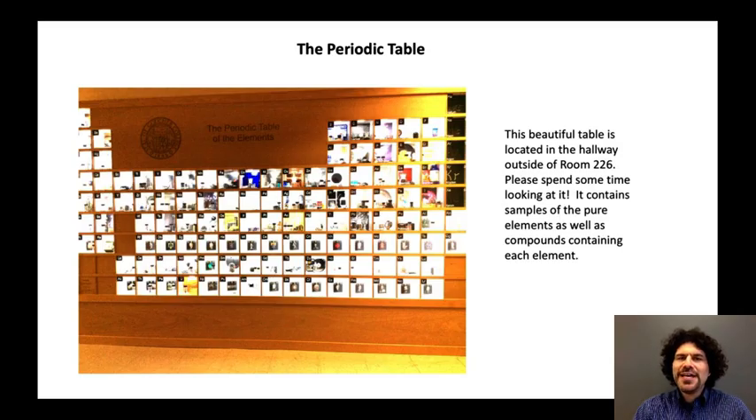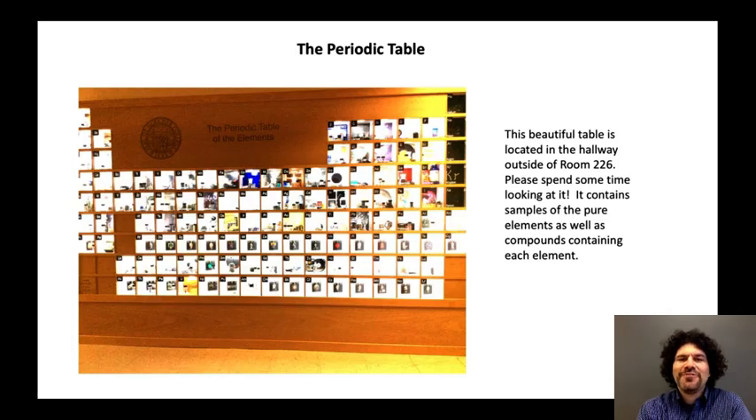So if you're on campus here at Goucher, we have a wonderful periodic table in the chemistry hallway. It's actually located outside of room 226, and I would encourage all of you to go up there and spend some time looking at it. We got it in January of 2017, and it contains samples for many of the elements, of the pure elements, but also of compounds that contain that element. And you will find some very interesting surprises as to what objects of everyday life contain certain elements. So definitely spend some time with this periodic table.